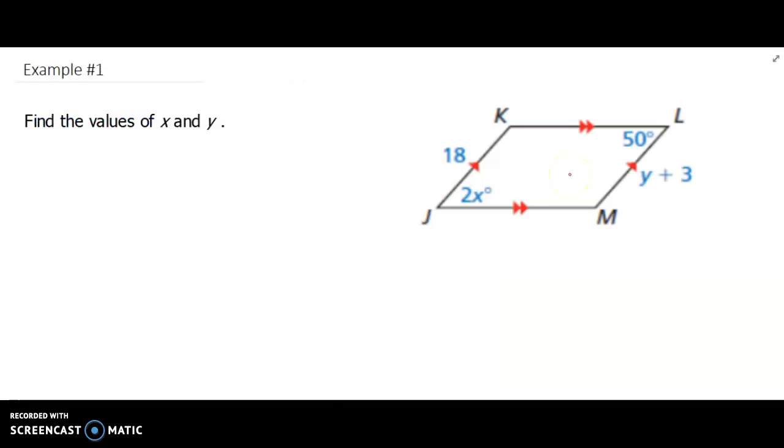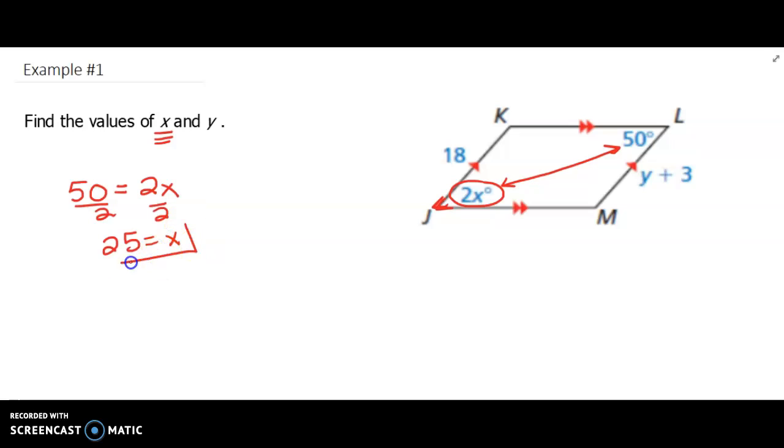All right, so let's look at example one. Now to do example one, we have to know both of those theorems. Okay, so let's first look at x. Let's solve for x first. Okay, x is right here, and it's the measure of angle J. Well, we just learned that opposite angles of a parallelogram are congruent. So if they're congruent, that means they're equal in measure. So I can say 2x equals 50. You solve. You get 25 equals x. Okay, so that would be how we'd solve for x.